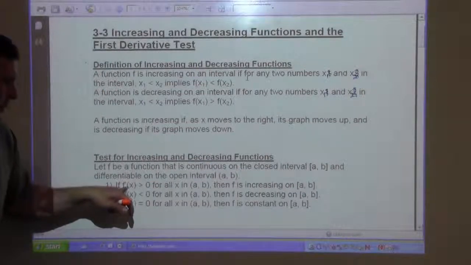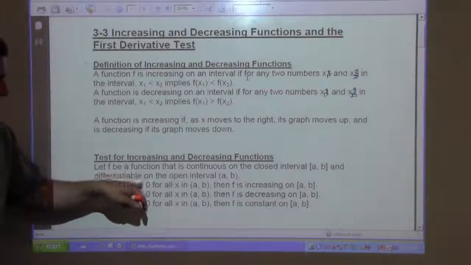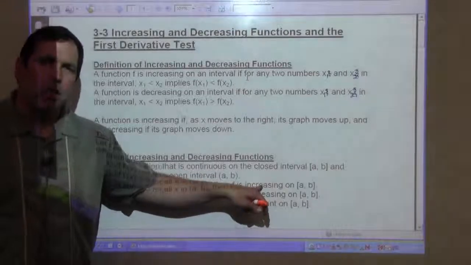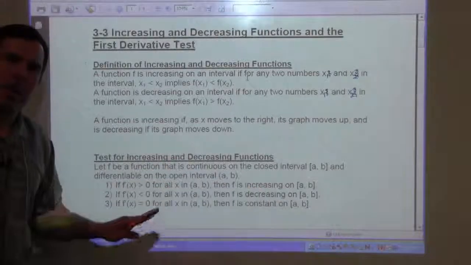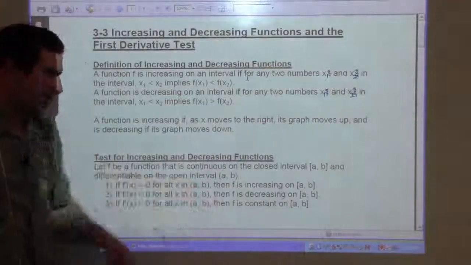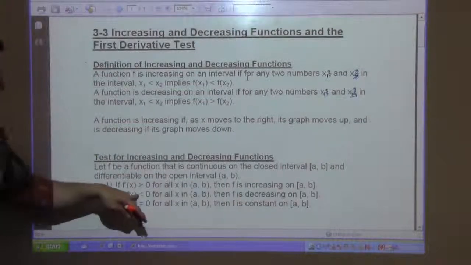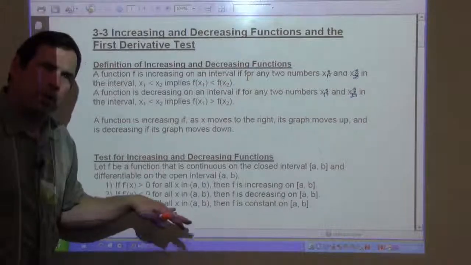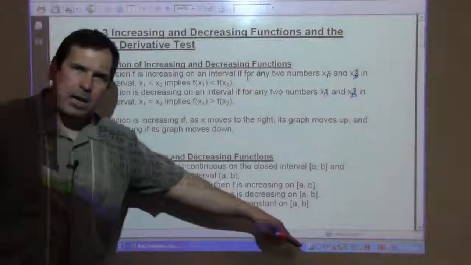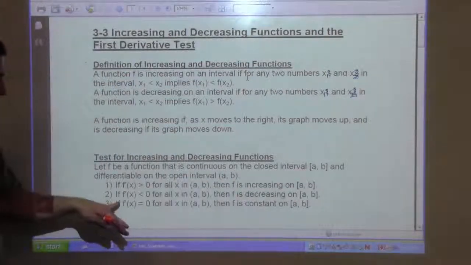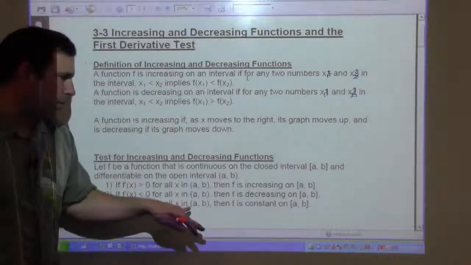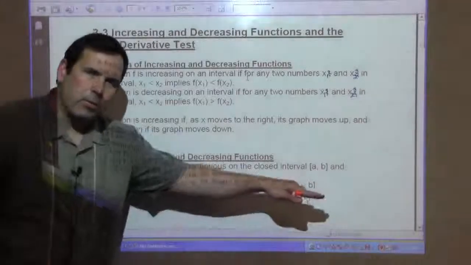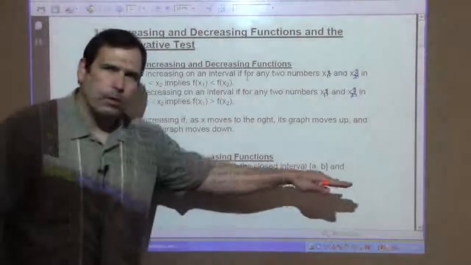If the first derivative of f is positive for all values in the interval, then f is increasing. If your derivative is positive, you have a positive slope, so it's going up. If your first derivative is negative on the interval, f is decreasing, because you have a negative slope, so it's going down. And if your first derivative is 0 for a whole interval, that means it's a constant function, a horizontal line.